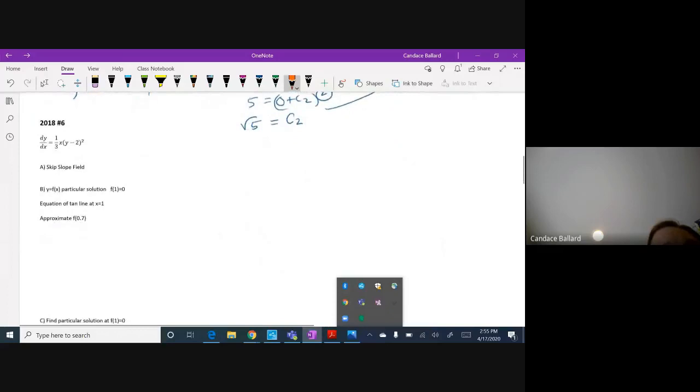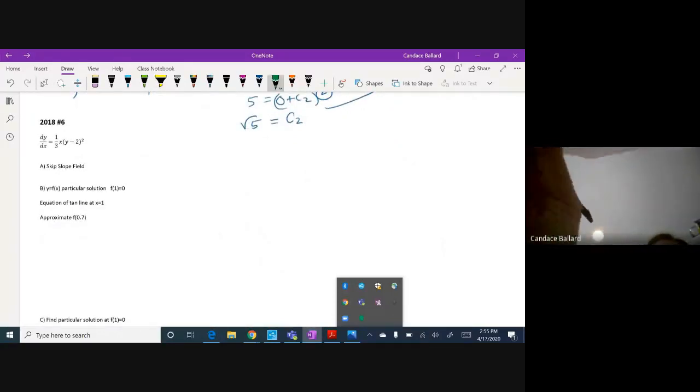I didn't hear any questions, so here's 2018 number 6. Okay, so we're going to skip part A, which is the slope field. This year, because of the nature of the test, they can't expect you to print that out and then try to write on it. There's not enough time to do that. So you're not going to have to sketch a slope field this year, most likely. So we're not going to worry about it and move on to what is going to be there this year.